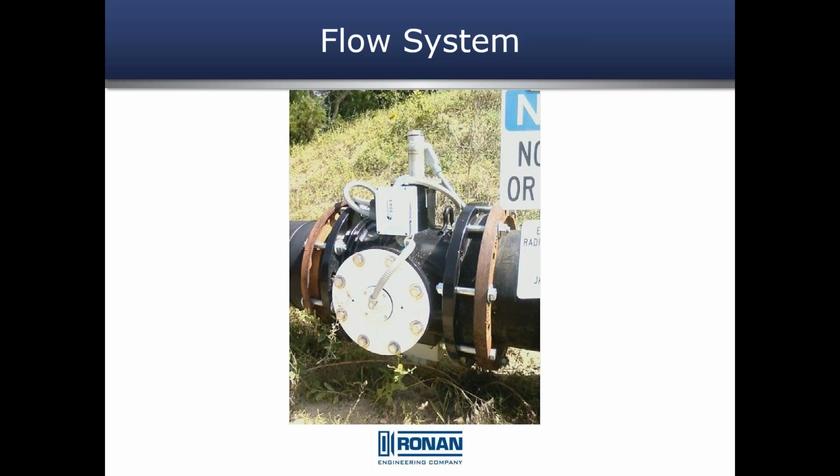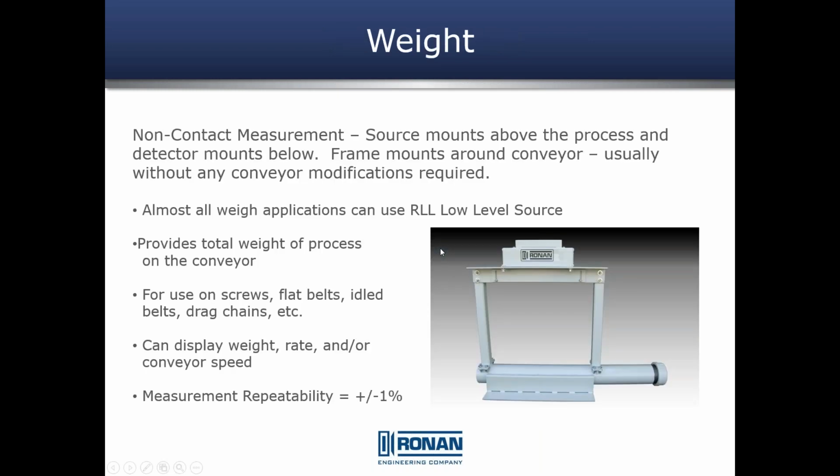So we talked a bit last week about mass flow. Here's just an illustration of a mass flow system. So the second principle we were looking at is weight. Just to refresh your memory, that one's also obviously non-contact. And most of the time we're using the low-level source so we can keep our uprights as close to the conveyors as possible. And we're going for a 1% repeatability.